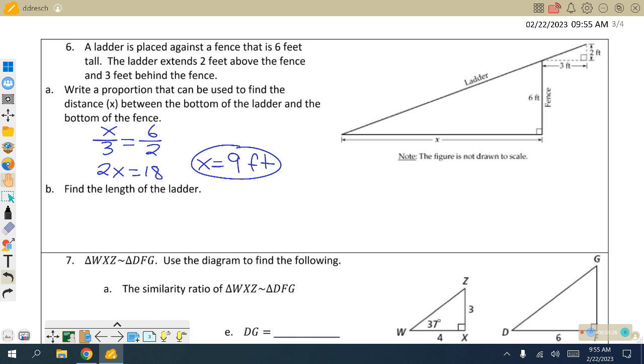Okay. Now this ladder here, we want to find the length of the ladder. It says the ladder extends 2 feet above the fence and 3 feet behind the fence. So here's our fence, and the ladder just goes over that fence as well. We want to calculate the length of that ladder, as I highlight it in blue. On this one, we just got that 9, so let's throw that into that picture.